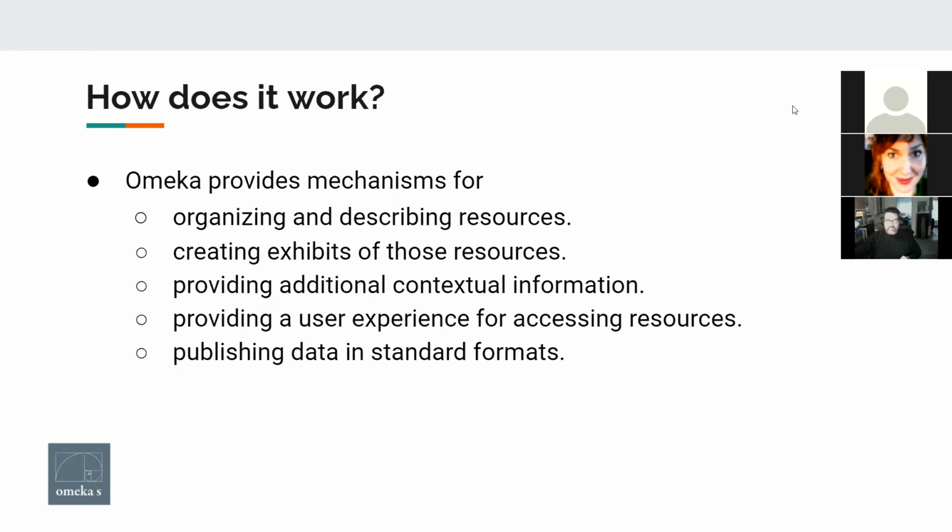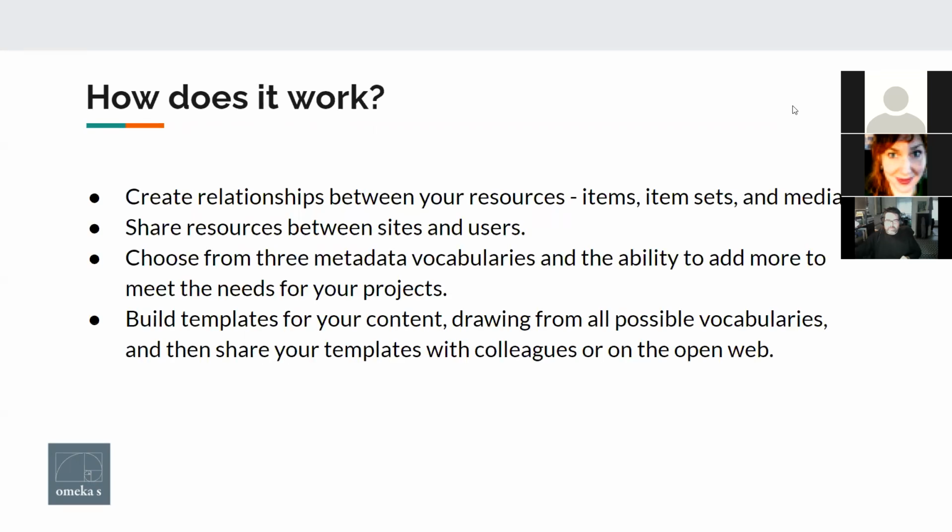It provides a user experience for accessing those resources. And then it does provide mechanisms for publishing data in standard formats. So it is semantic web friendly, and you can extend it to work with a variety of vocabularies. So you can create relationships between your resources, and the resources that are in Omeka are items, item sets, and the media. We're going to look at all these in just a few minutes. You can, of course, share resources between sites, or you can limit them to specific sites. And you can also, with your user roles, define exactly what people can do with those items and media too. Built into it are 3 metadata vocabularies, but you do have the ability to add much more, and we're going to look at those in just a few minutes.